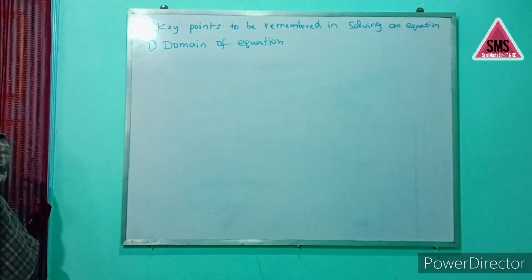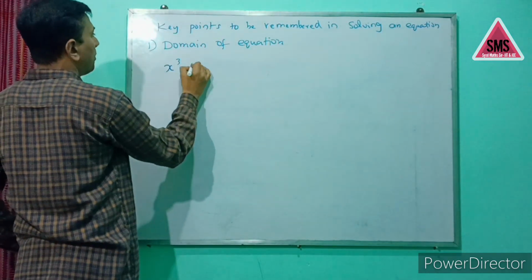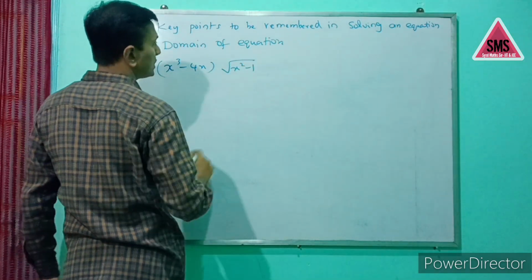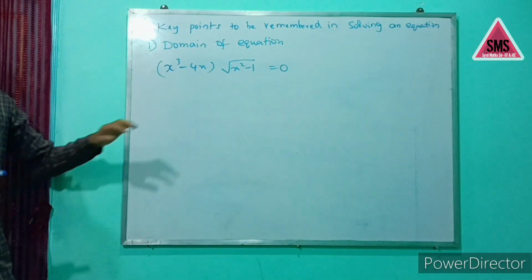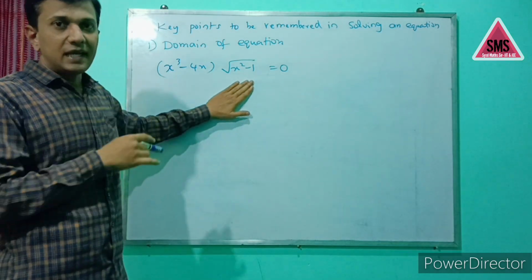Let us take one more example: x cube minus 4x square root of x square minus 1 equals 0. Now I have to choose the domain values for this one. So what will be the domain for this equation?